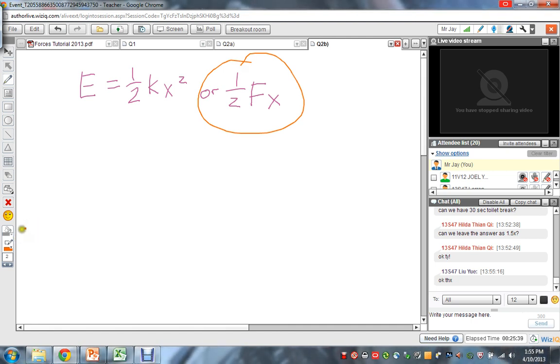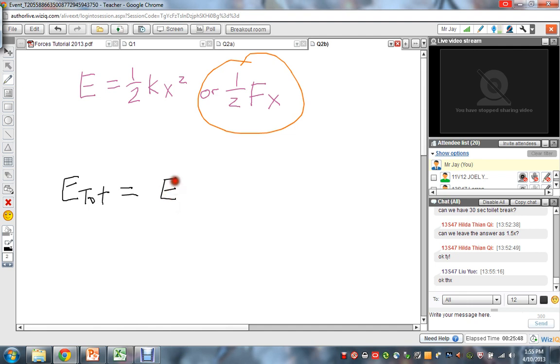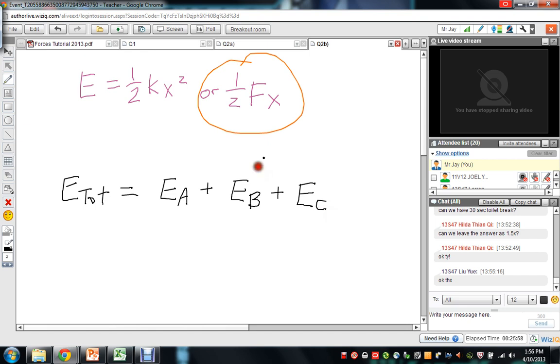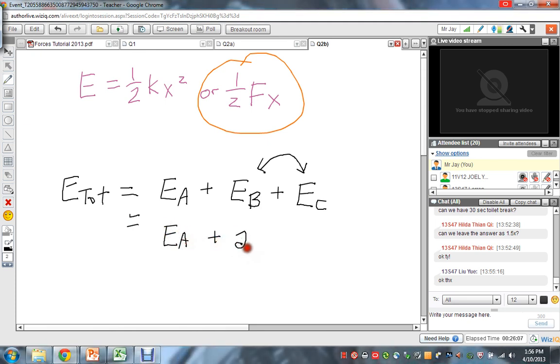So E total must be equal to E stored in spring A plus E stored in spring B plus E stored in spring C. But B and C, we know they are the same because they are identical. Then it's just spring A plus 2 times E of spring B.